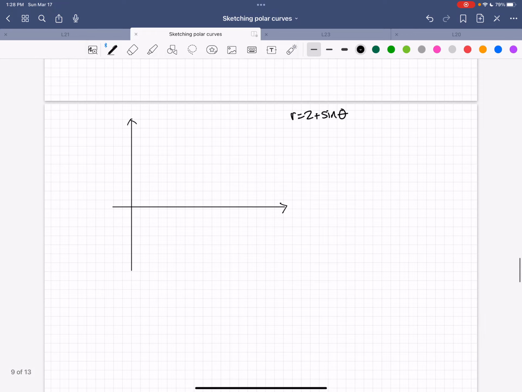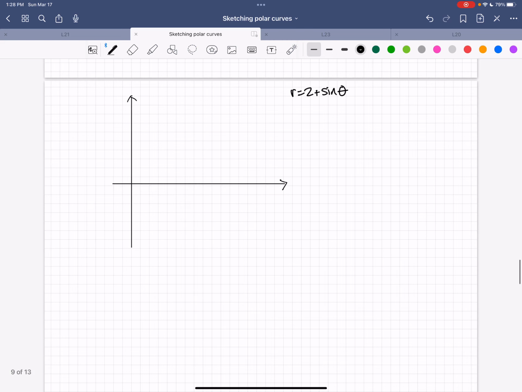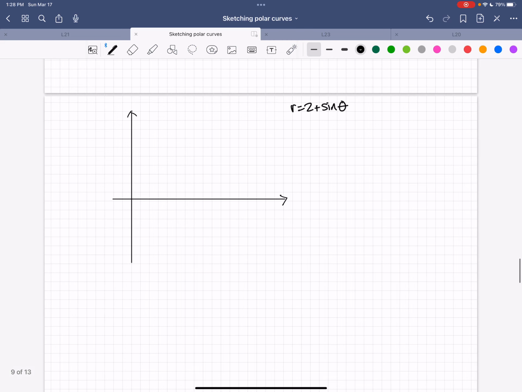Okay. So this one, r is equal to 2 plus sine theta. This one's kind of a weird one to do because it's not actually one of the same types of curves that we've seen in these previous examples, but I'll show you what happens. Okay, so normally sine starts at 0, but here it's going to start at 2 because we've shifted it up by 2.